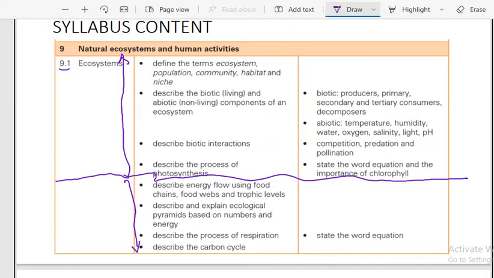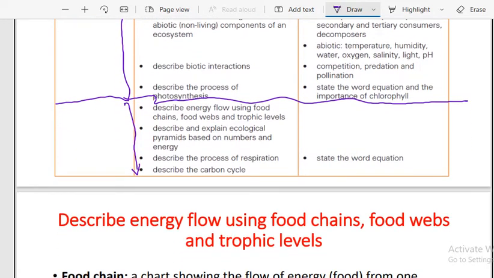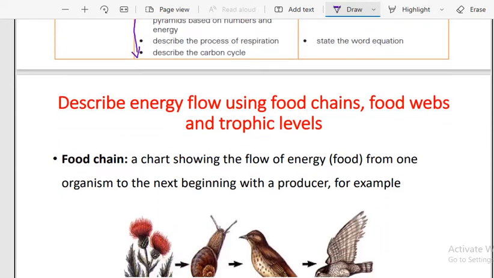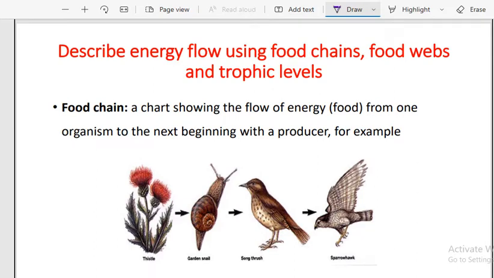Then in the third part of the video, we're going to look at syllabus content 9.2, and that will be the end of chapter 9. So we just have 3 videos that will cover the whole topic on chapter 9. For this video, we should be able to describe energy flow. We'll describe it using a food chain, a food web, and a trophic level.